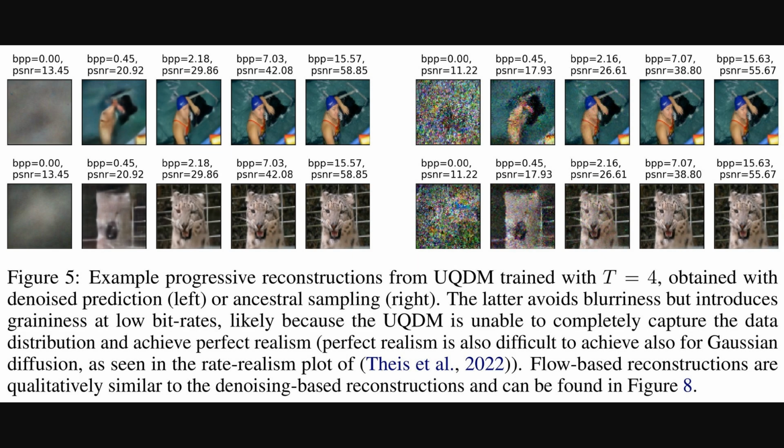Okay, so Figure 5 gives us some qualitative examples of these progressive reconstructions, again using UQDM with t equals 4. It shows 2 different decoding methods side by side, denoised prediction on the left and ancestral sampling on the right. You can see how the quality improves with bitrate for both, but ancestral sampling seems less blurry, though maybe a bit grainier at the lowest bit rates. It's a nice visual of the trade-offs.